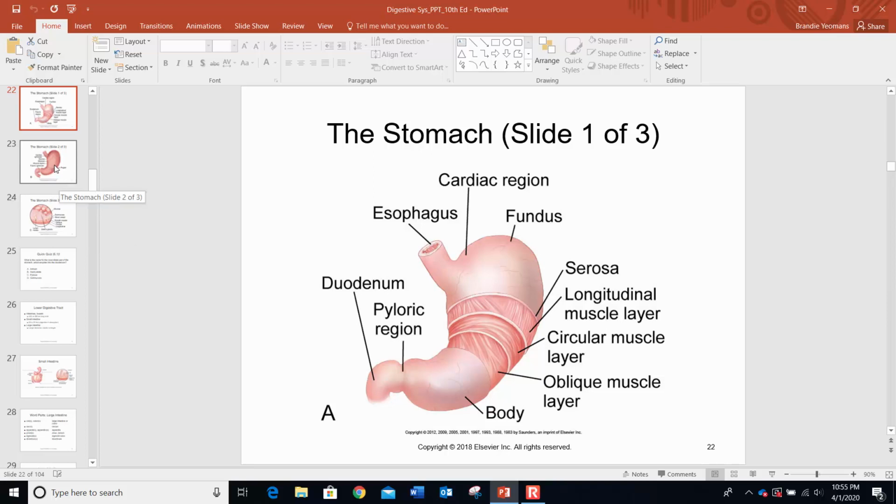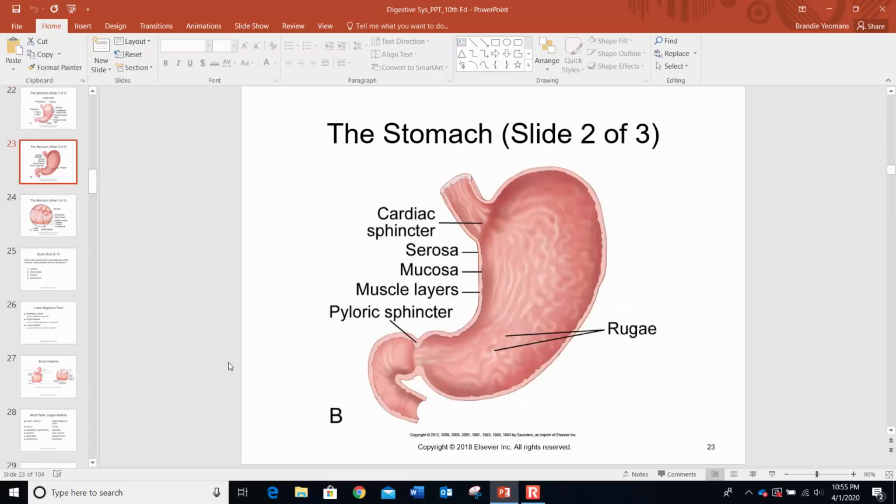You have the esophagus going into the cardiac region of the stomach, where the very top part of the stomach is actually called the fundus. It's that rounded part. And when we get to the reproductive system, the rounded part of the uterus is also called the fundus. But then you get to the bottom portion of the stomach itself, and you have the pyloric region, and then the duodenum is where it curves around and goes into the small intestine.